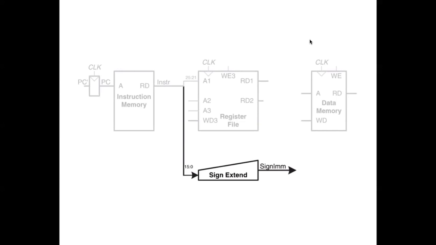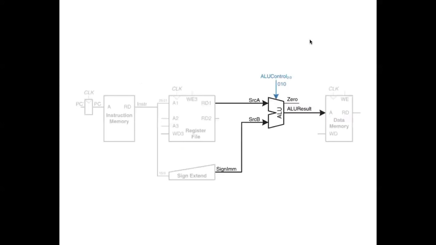Then we need to add that immediate on. To do so, we need to run it through a sign extender because our ALU operates on 32-bit operands, whereas our immediate is only 16 bits. So we need to turn it into a 32-bit via sign extension. Once we have the operands, we run them through the ALU and get the full address of what we're looking for.